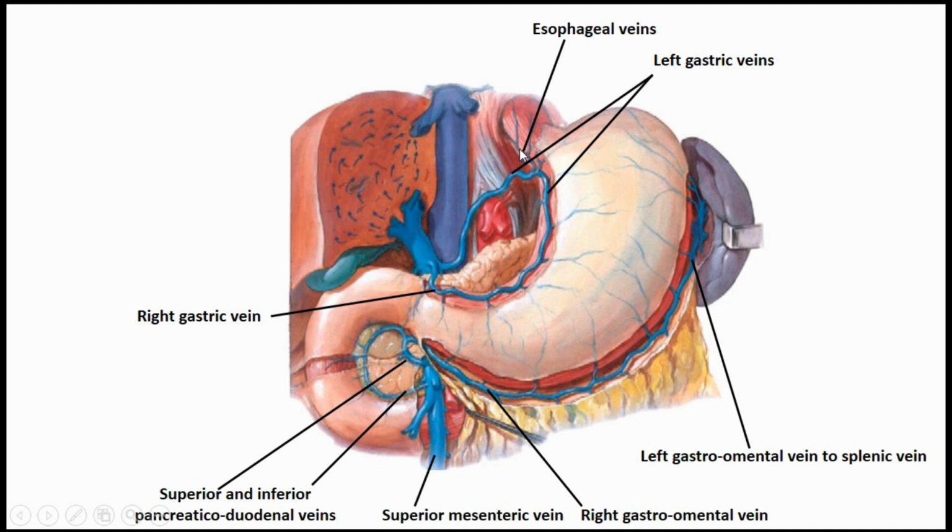Now one more time, see those esophageal veins draining to the left gastric vein? They're going to be important. And there's that hepatic portal. And the hepatic veins are separate. They're coming into the inferior vena cava from the liver.